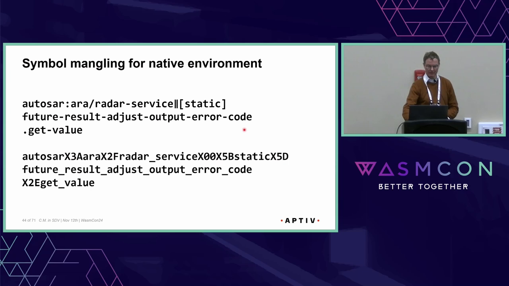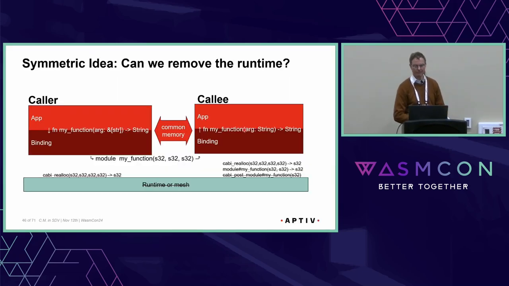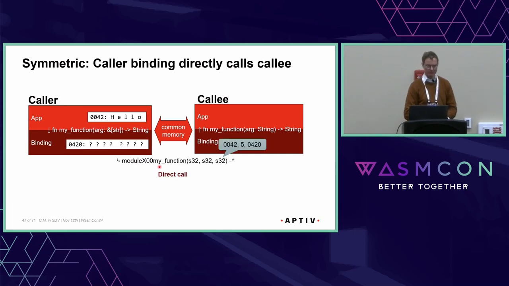So let's take a closer look at the symmetric ABI, which is an optimization of this call, because we know caller and callee share the same memory space, so they have a common memory. This is shared everything, so we still have the same interface between the application and the binding, and the implementation and the binding, and let's see whether we can get rid of all the functions besides the one doing the call. And maybe we can also get rid of the mesh or runtime. So we allocate the string, we allocate the return area, and we pass all of these as arguments to the callee directly. Now we make a direct call, there's no runtime in between.